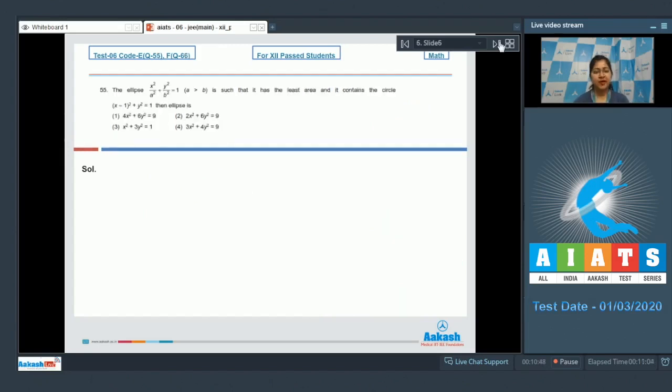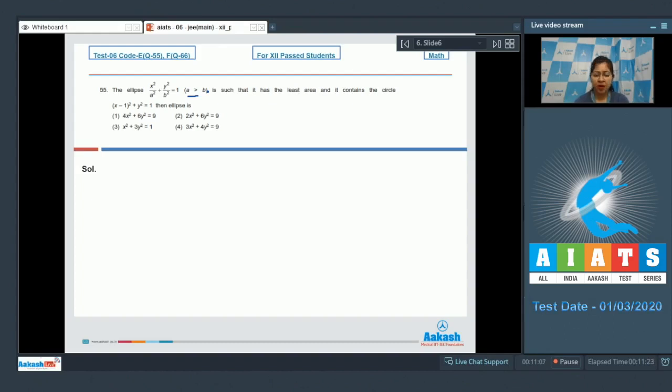Next is question number 55, which says the ellipse x²/a² + y²/b² = 1, where a is greater than b, is such that it has the least area and it contains the circle (x − 1)² + y² = 1. Then we have to find the equation of the ellipse.